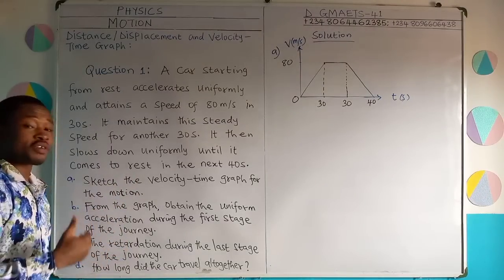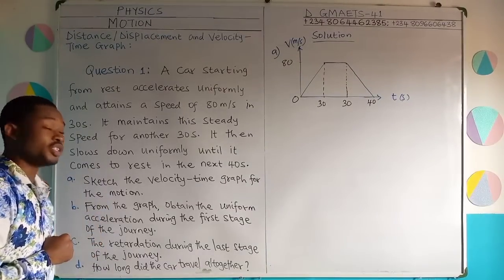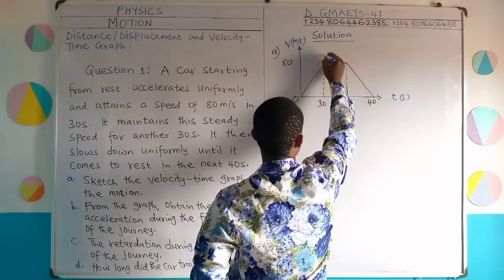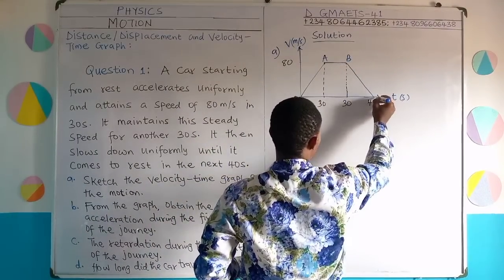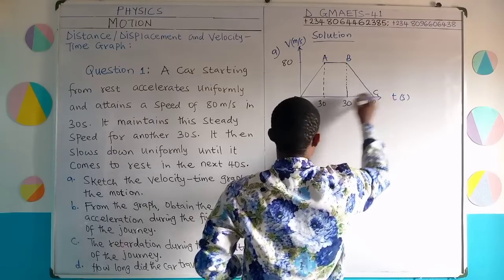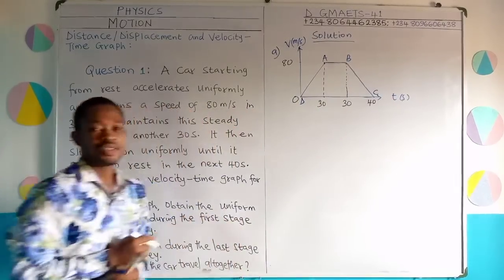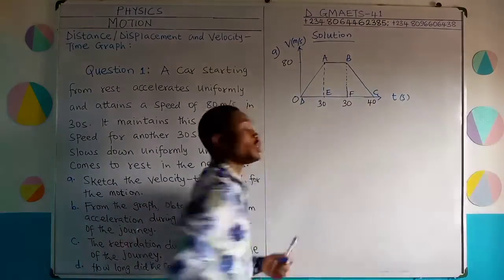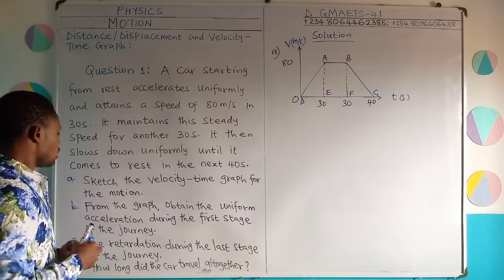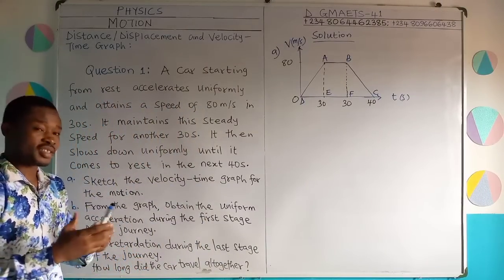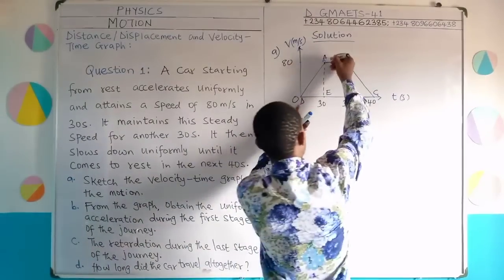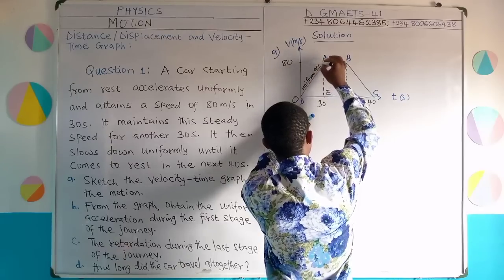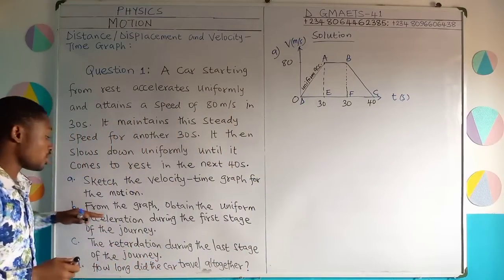The second part said that from the graph, we should obtain the uniform acceleration during the first stage of the journey. Permit me to label, let this be point A, let this be point B, let this be point C. Let me call here point D, let me call here point E, and then this as F. You can label it with anything you like, it's a choice. So, during the first stage of the journey, that's from here to here. Uniform acceleration. That's what the second part of the question says we should find.